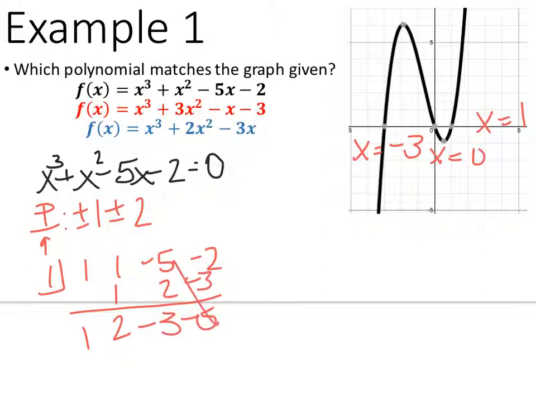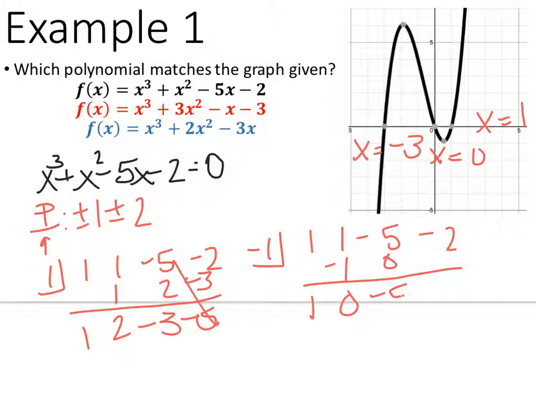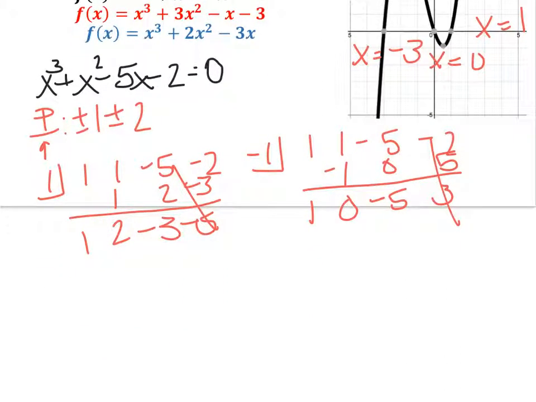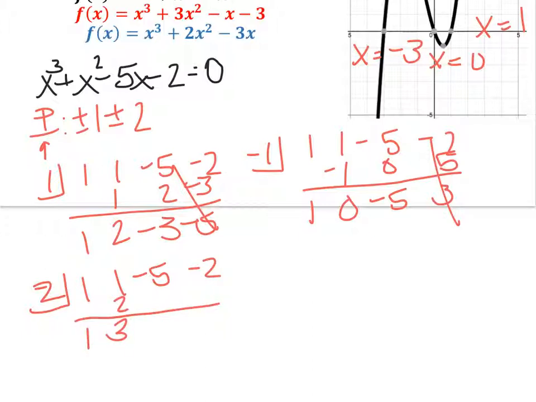That's not a remainder of 0, so that doesn't work. Then I'm going to do -1. So I have 1, -1, 0, 0, -5, 5, so that's 3, so that doesn't work. So we'll try 2. Alright, so 2 is an x-intercept.